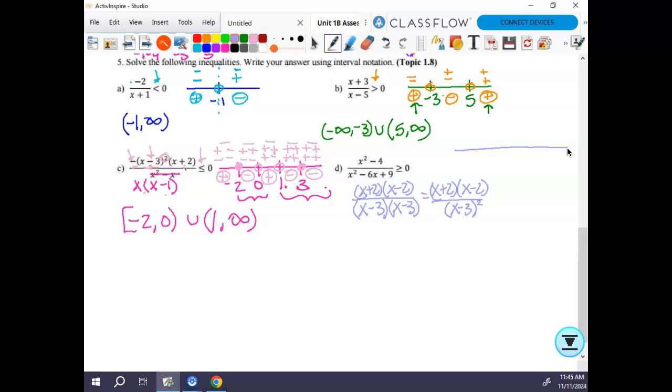Here's my sign chart. 3 things on there. A -2, a +2, and a 3. All right. So my asymptote is right here. This is greater than or equal to, so these are both closed. So if I substitute in a -3, that's going to give me negative. The denominator is squared, so it's positive no matter what. It's positive overall.